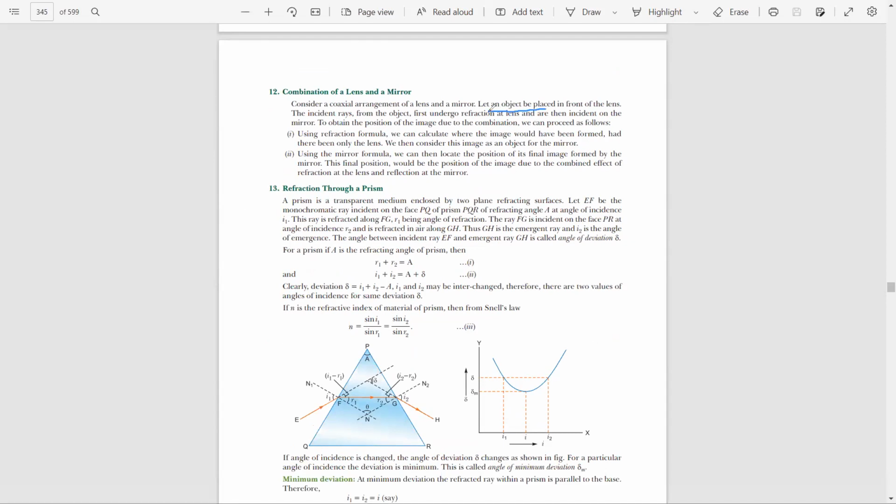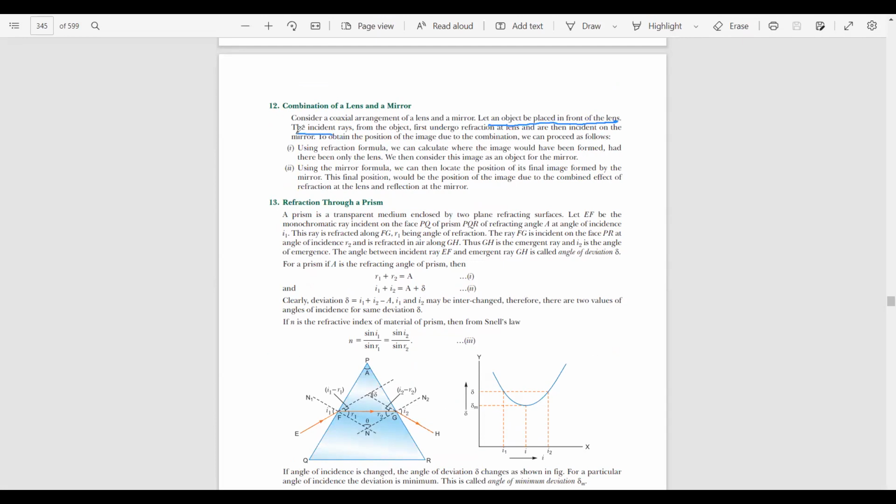The object we place in front of the lens, the incident ray from the object first undergoes refraction at the lens and then is incident at the mirror to obtain the position of the image. To form this combination, first, using the refraction formula, we can calculate where the image would be formed by the lens. We then consider this image as an object for the mirror.